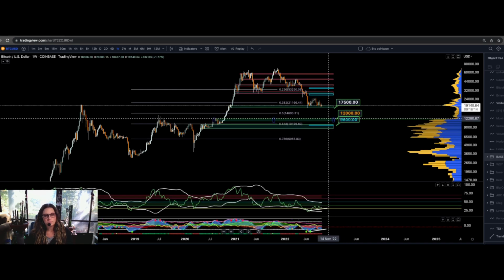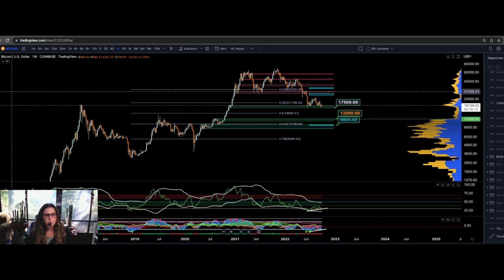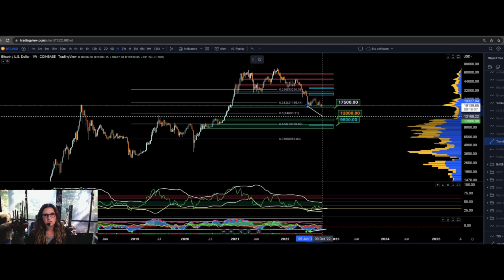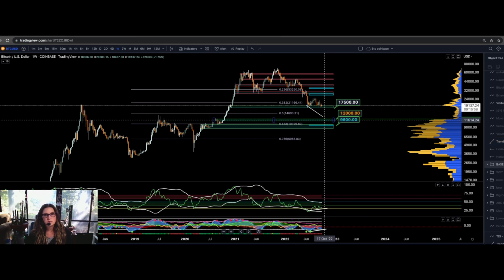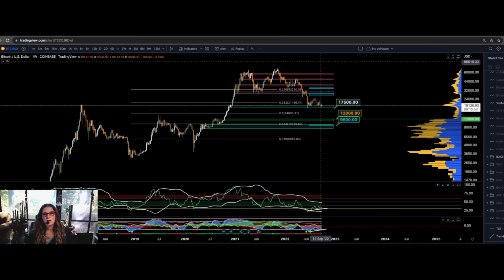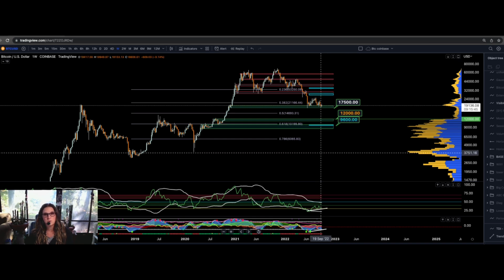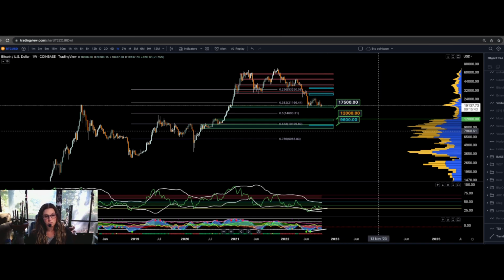If we were to drop down to 12,000, we would create weekly reversal divergence. We would have this downward motion and this upwards motion in RSI. This is very important. This reversal divergence is what it took at the bottom of each bear market to turn the market either in a significant bear market rally or turn the market to continue another bull run.